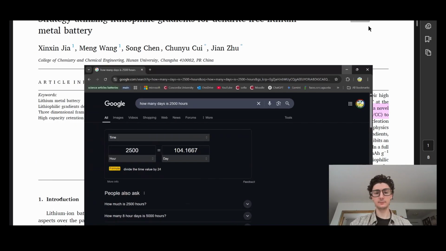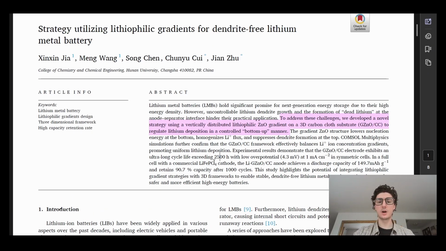Damn. So I just checked on Google. 2,500 hours is about 100 days. So they ran this battery for like a third of a year with low overpotential, 4.3 millivolts at 1 milliamp per centimeter squared, in symmetric cells. So it's a symmetric cell that they cycled for 2,500 hours.